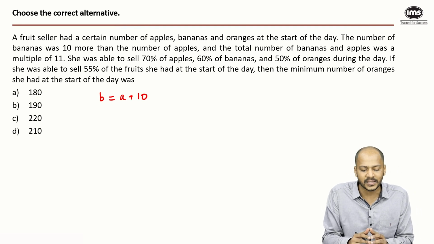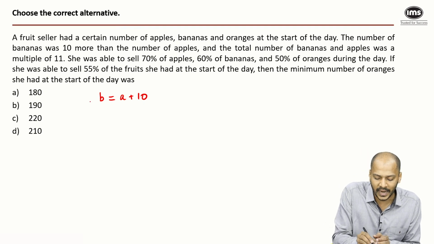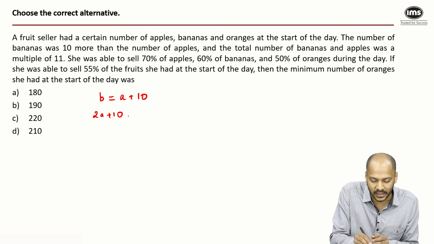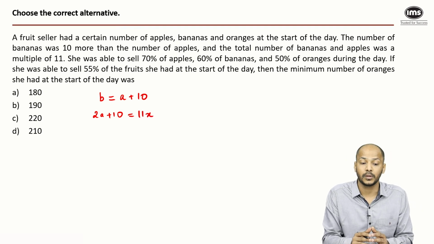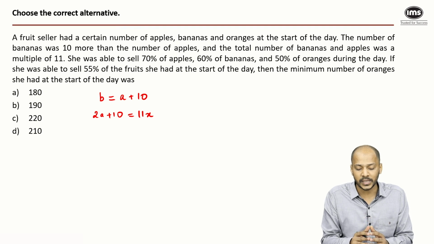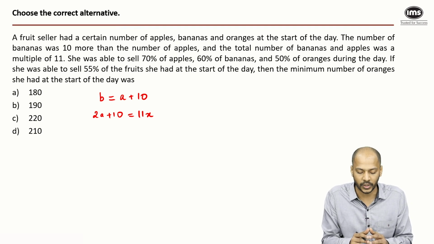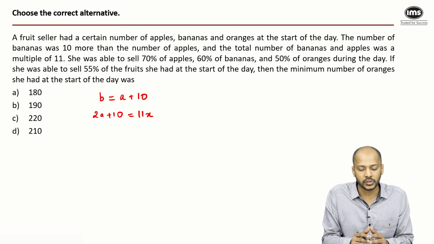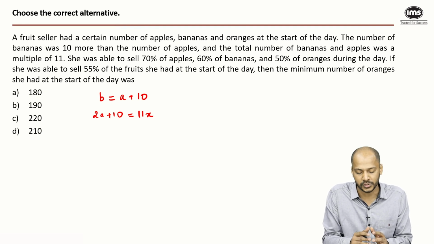And the total number of bananas and apples was a multiple of 11. So bananas is a plus 10 and plus apples. So 2a plus 10 is the total number of apples plus bananas, and that has to be some multiple of 11, 11x. She was able to sell 70% of the apples, 60% of the bananas and 50% of oranges during the day. If she was able to sell 55% of the fruits she had at the start of the day, then the minimum number of oranges that she had at the start of the day was.